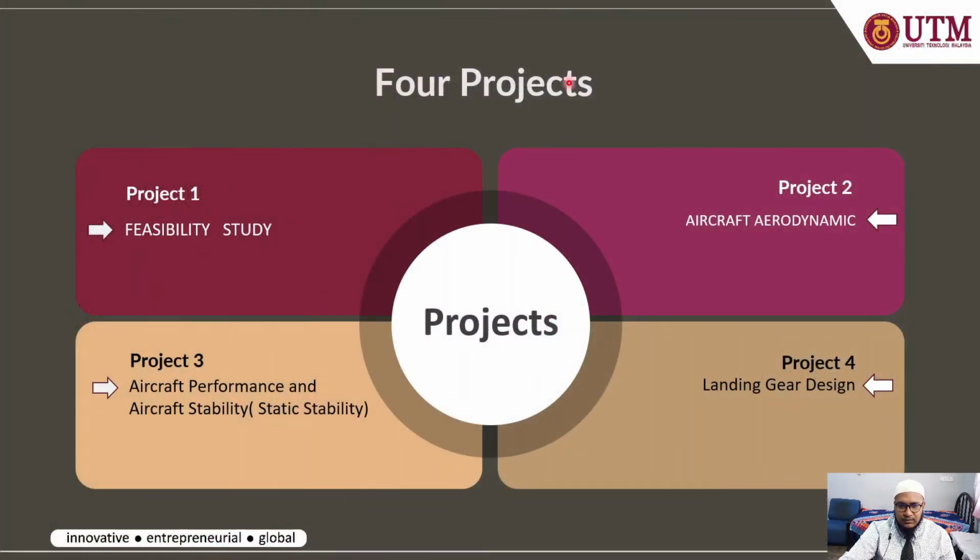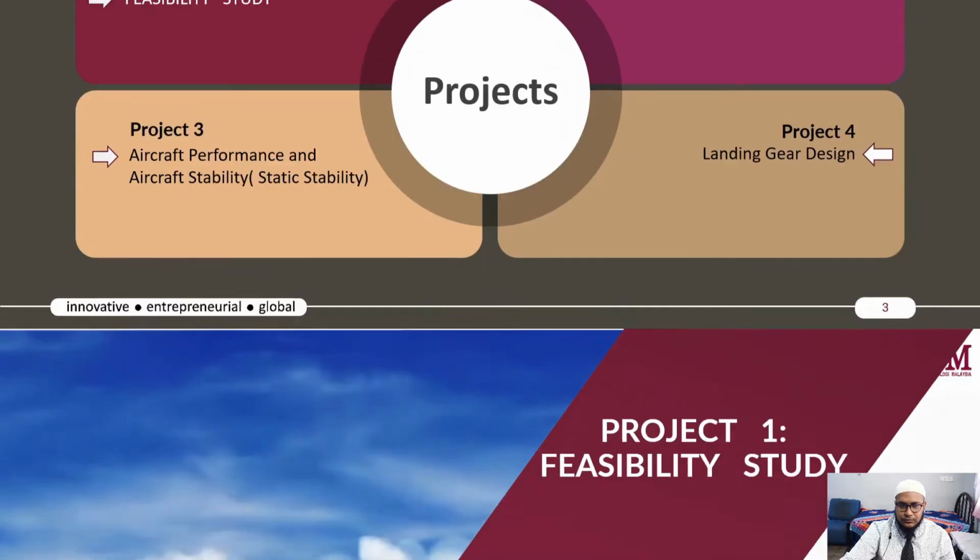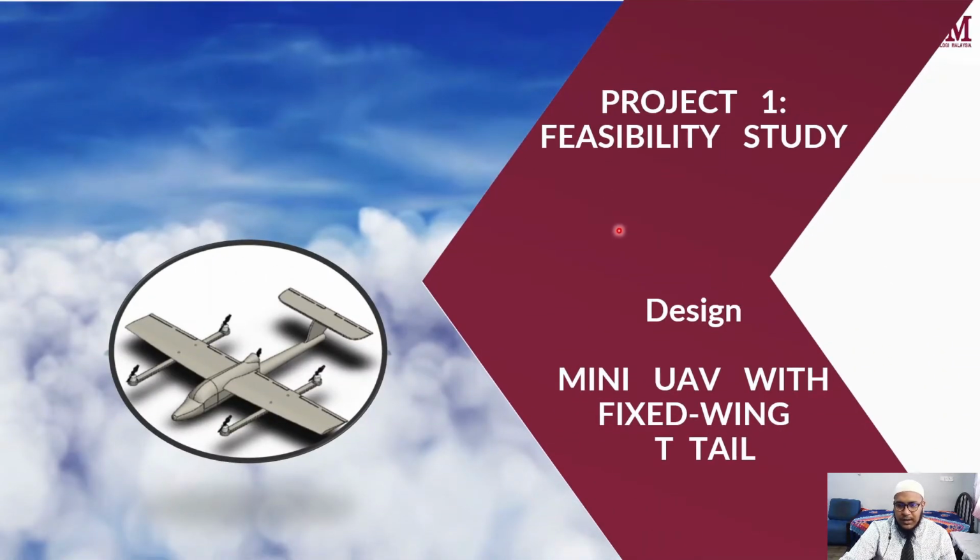So in this subject we are given 4 projects. Project 1 was about feasibility study, project 2 about aircraft aerodynamic study, project 3 about aircraft performance and stability, static stability, and project 4 was about designing the landing gear of the aircraft. I will talk about the feasibility study, which is project 1, designing a mini UAV with fixed wing detail. We have divided the 4 projects among 4 members, so I'll talk about project 1 and my other members will talk about the other 3 projects.